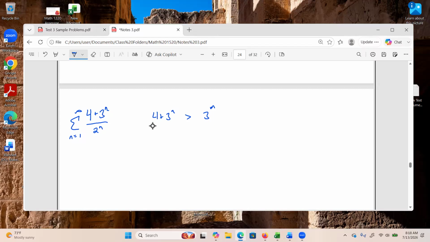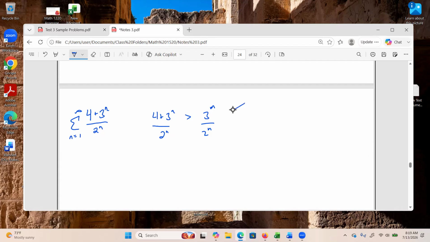When I multiply by 1 over 2 to the n on both sides, these are positive numbers, so I'm not changing the inequality. So our first statement is that 3 to the n plus 4 is going to be bigger than just 3 to the n. Okay, so we can go ahead and look at that.